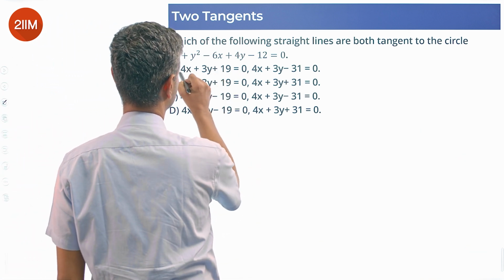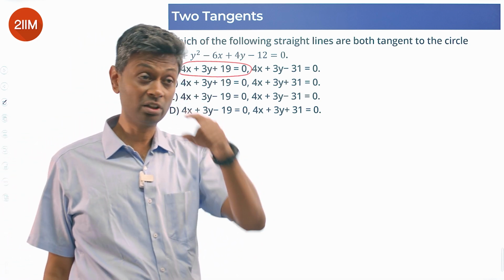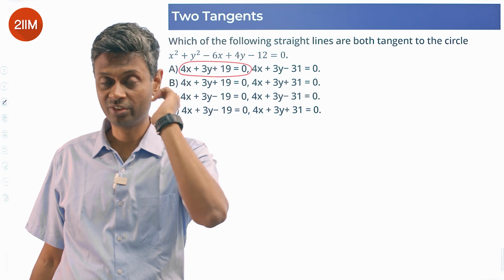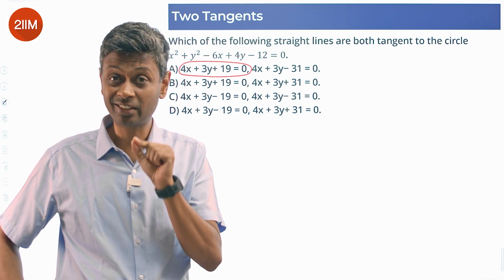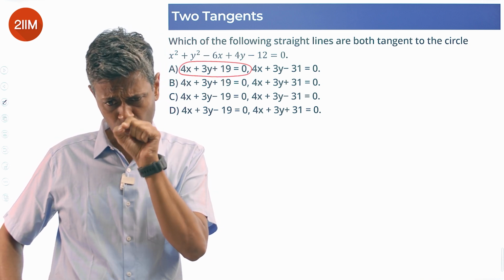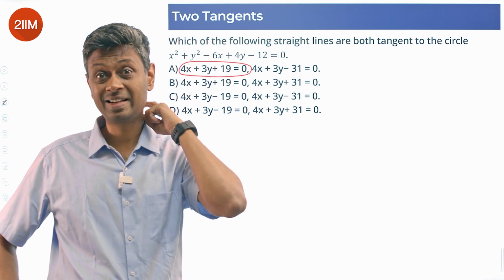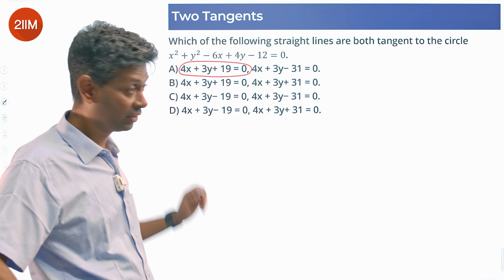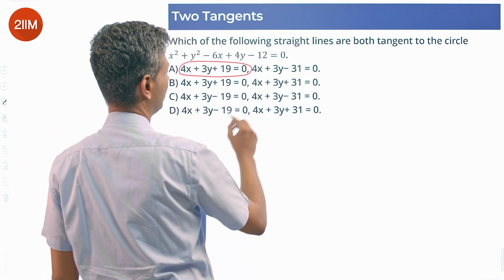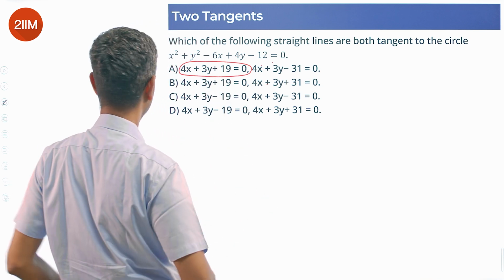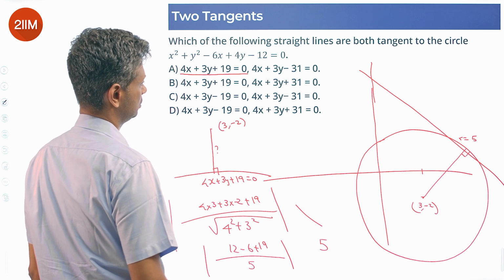This is in, because the perpendicular distance from the center of the circle to this line is equal to the radius. From here, if I draw a line perpendicular to this line, that distance happens to be 5. So the point of intersection of the perpendicular lies on the circle, and the radius is perpendicular to the tangent at the point of tangency. This works, so it is one of these two. My gut feel is it has to be this, because 4x plus 3y plus 19 equal to 0 has to be a line this side.